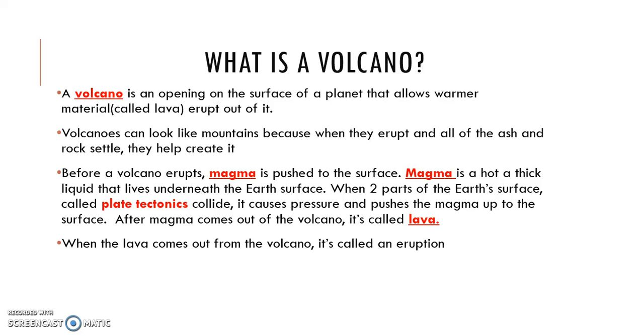So what is a volcano? A volcano is an opening on the surface of a planet that allows warmer material called lava to erupt out of it. Volcanoes can look like mountains because when they erupt, all of the ash and rock and lava, I forgot to add that, settle, helps create it.